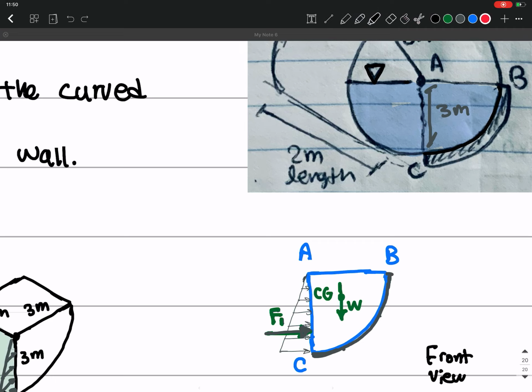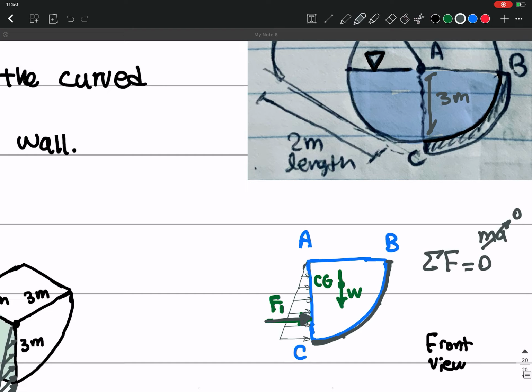And because the fluid here is at rest, this means that the sigma of the forces, the total forces, should be 0, right? Because we don't have acceleration. A is 0, so the sigma of the forces should be 0. And so for completing this free body diagram, the BC section, the conduit wall, should also exert some forces on the fluid as well, right?